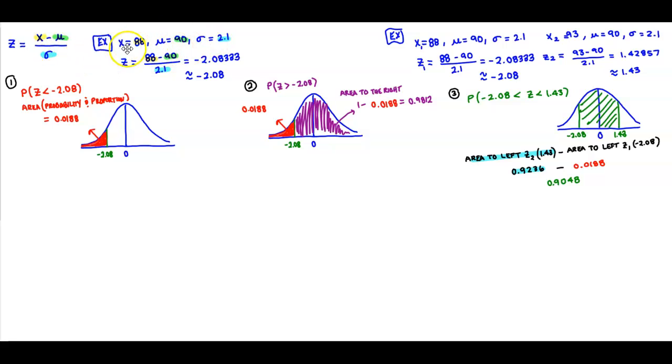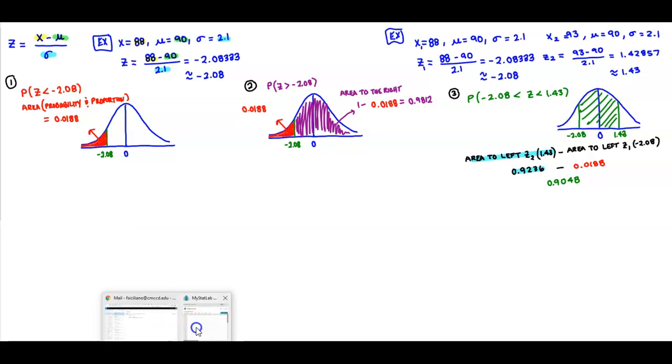So for example, if our data value was 88, our mean was 90, and our standard deviation was 2.1, in order to find the z-score, we would take 88, subtract 90, divided by 2.1 to give us negative 2.08333, which would give us approximately negative 2.08. And if we want to find the area to the left of that, then this is what we would have to do using StatCrunch.